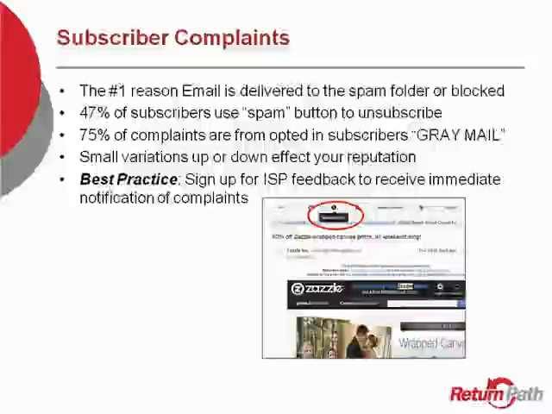And the good news about doing that too, and even with feedback loops, is that by removing them, they can't complain again. These complainers tend to repeatedly complain about your email marketing program, which can drive your complaint rates up higher and then decrease the amount of emails that are actually reaching your inbox at a global level.